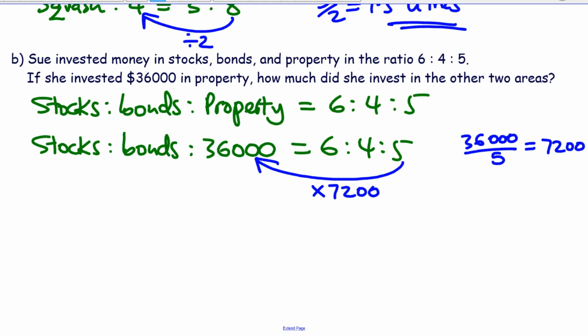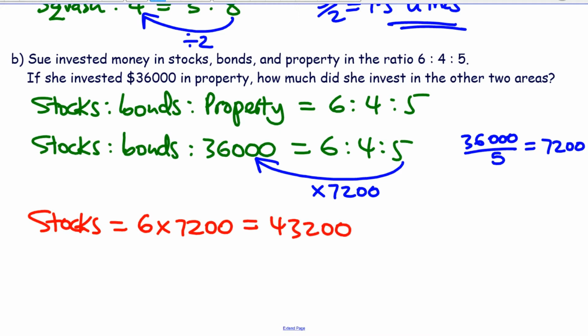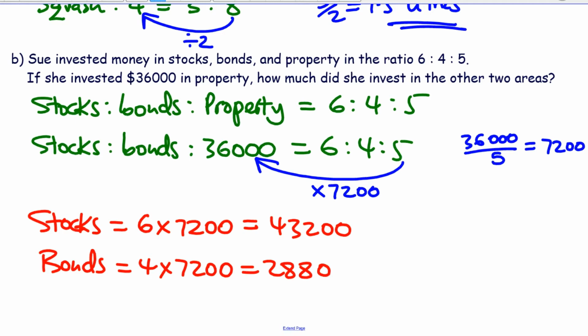So for stocks, remember, we multiplied 5 by 7,200 to get that 36,000. So we'll multiply 6 by 7,200 to get 43,200. And for bonds, we'll multiply 4 by 7,200 to get 28,800. Okay, and remember these are dollars.